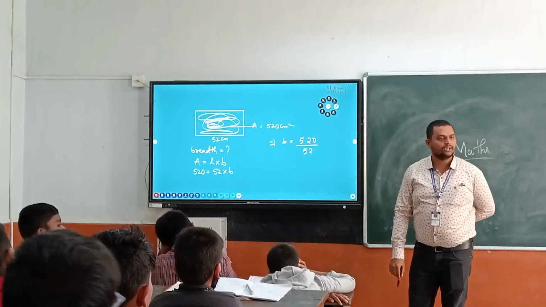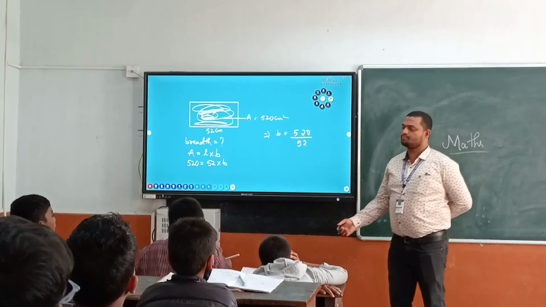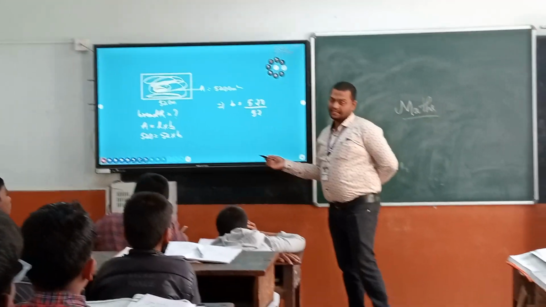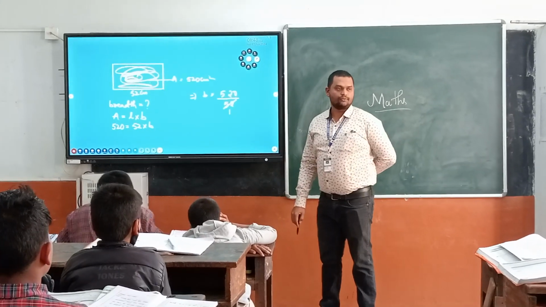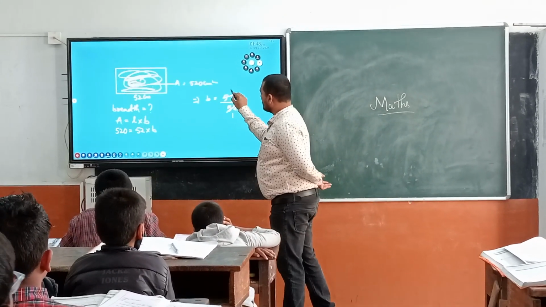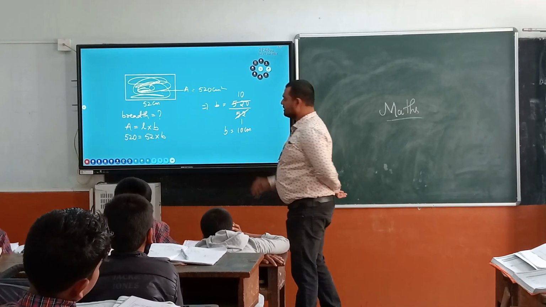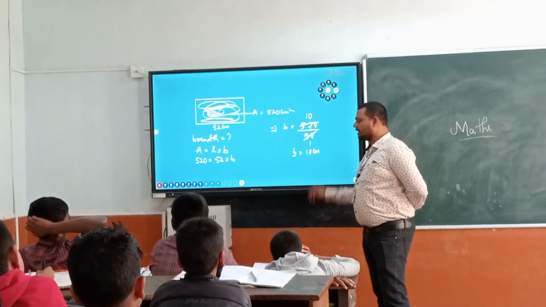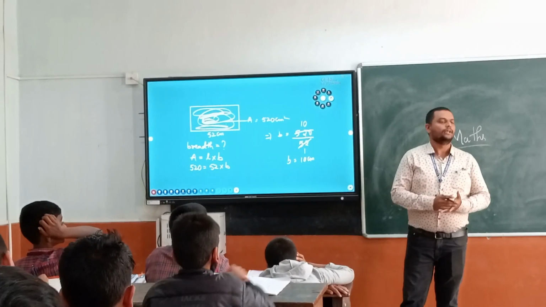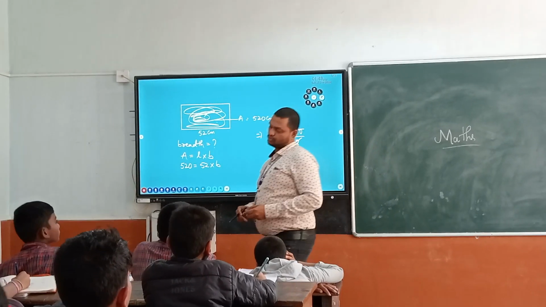Which table is possible? If you think, of course it is possible with the 2 table, but directly we can do it with the 52 table also. 52 ones are 52, 52 tens are 520. So B equals 10 centimeter. What is B here? B means breadth. So breadth is 10 centimeter. So we can find the breadth when the area is given and the breadth is missing.